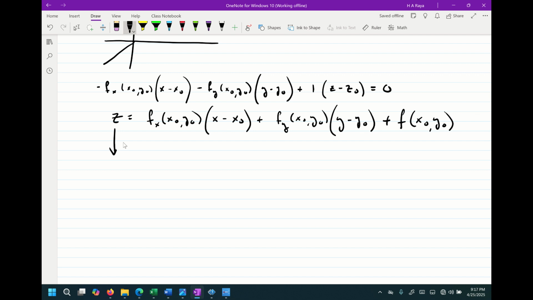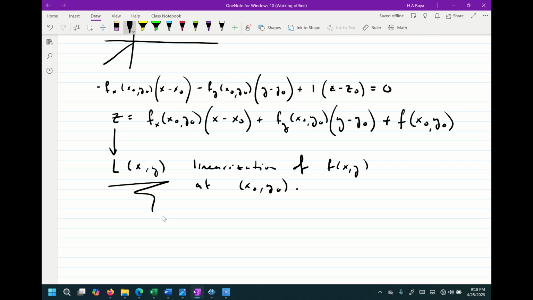Sometimes this z is written as L of x, y, and it's known as a linearization of f of x, y at x naught, y naught. And this function provides a pretty good approximation to the function f of x, y when your x's and y's are really close to x naught, y naught.